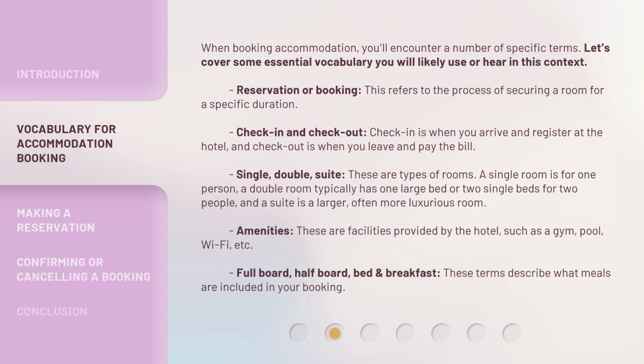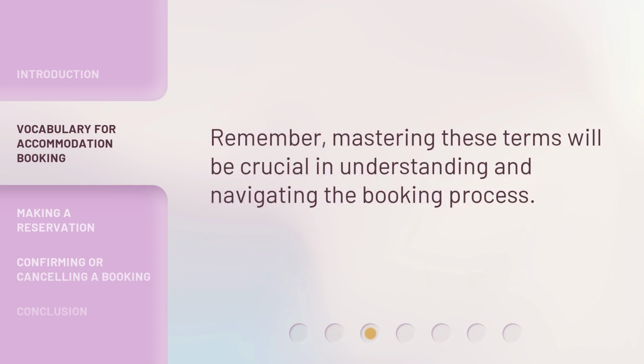Single, double, suite. These are types of rooms. A single room is for one person. A double room typically has one large bed or two single beds for two people, and a suite is a larger, often more luxurious room. Amenities. These are facilities provided by the hotel, such as a gym, pool, Wi-Fi, etc. Full board, half board, bed and breakfast. These terms describe what meals are included in your booking. Remember, mastering these terms will be crucial in understanding and navigating the booking process.